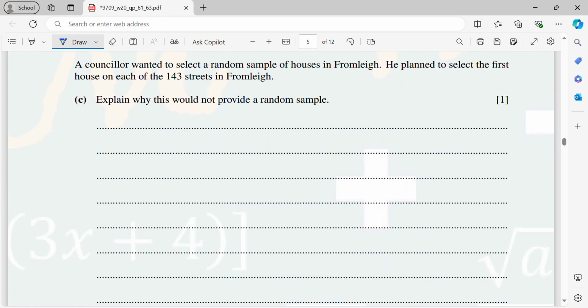Now a councillor wanted to select a random sample of houses. He planned to select the first house on each of 143 streets. Now explain why this would not provide a random sample. Okay, so every house does not have an equal chance to be selected, because we just restricted it to the first house on each of the 143 streets.